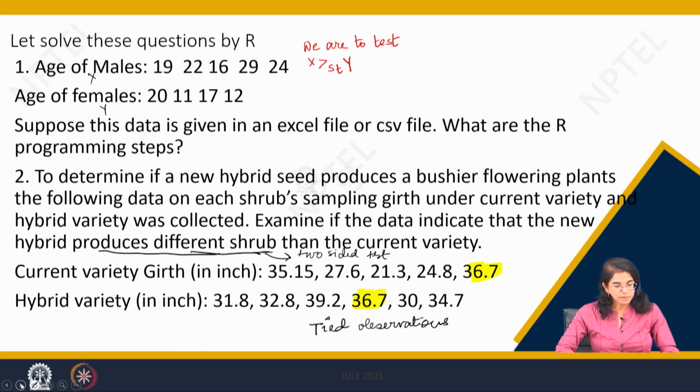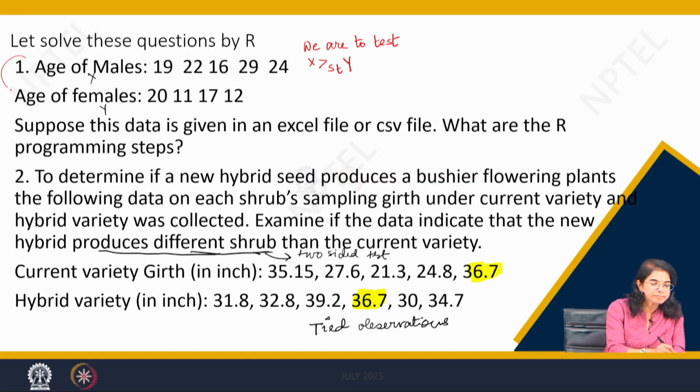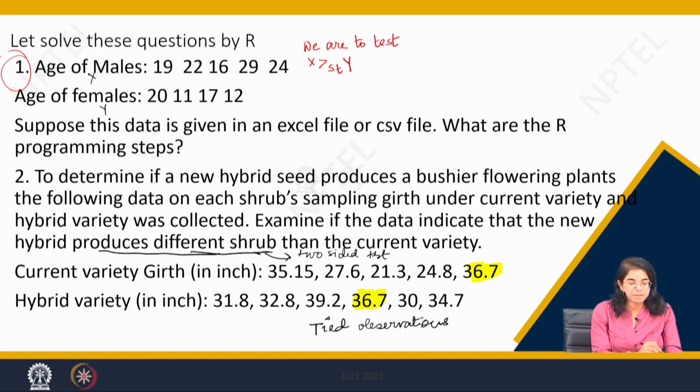Now let's solve these couple of questions. One is that hybrid problem, which we have already done manually, and another is the diabetes problem, which we just did. Let's solve these couple of questions using R.